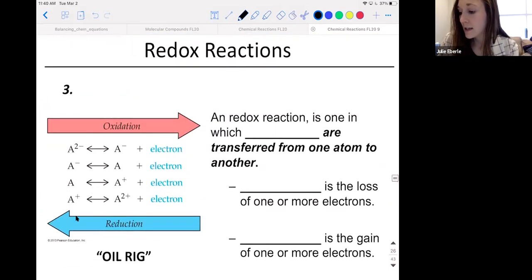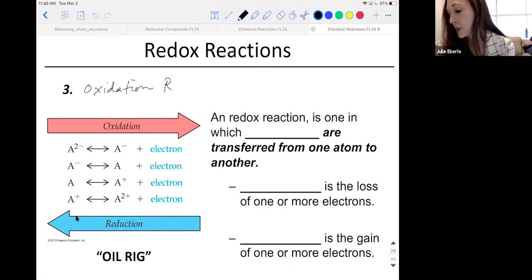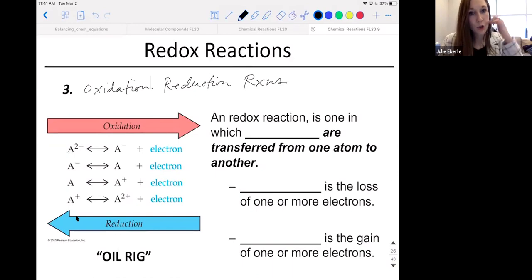So redox is an abbreviation for oxidation-reduction reactions. Oxidation, reduction, reaction. So there's two parts here, and we're going to look at both parts. What is oxidation and what is reduction? But in short, the most blanket definition I can give you is that a redox reaction is one in which electrons are transferred from one atom to another.